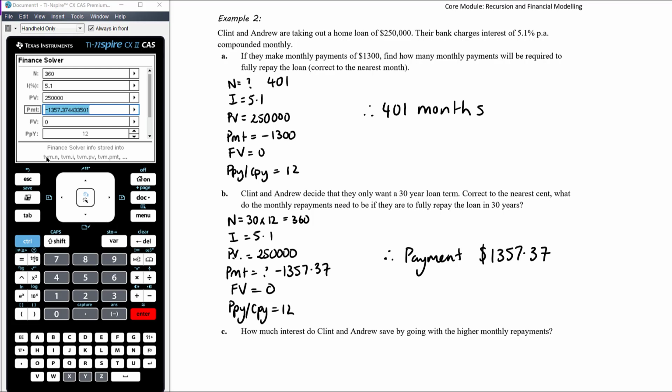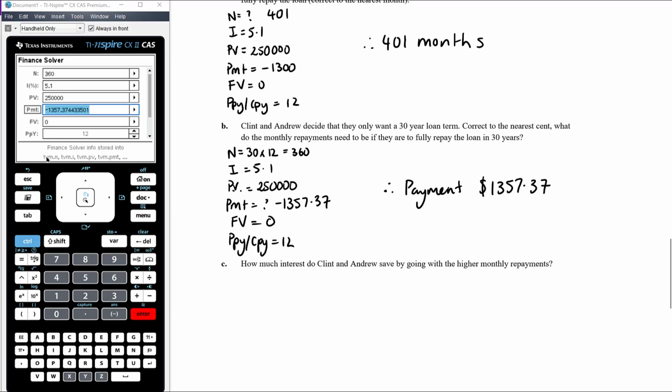Part C, how much interest do Clint and Andrew save by going with the higher monthly repayments? Okay, so let's work out the Part A total repayments. Okay, sorry, Part A, I'll come back to that. I'll do Part B first because I've got those numbers in the CAS already. And the Part B total repayments.